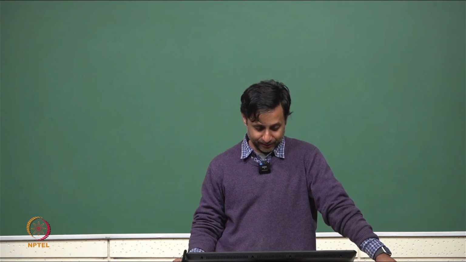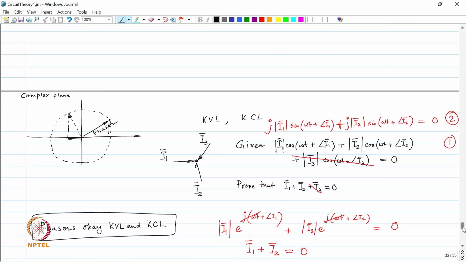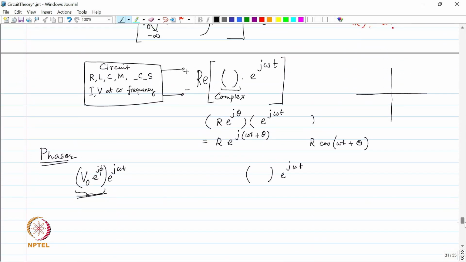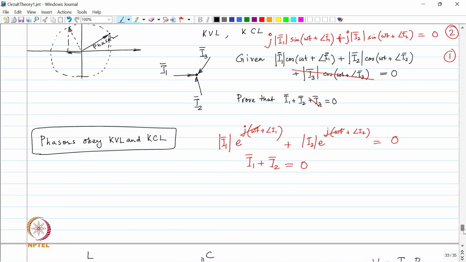We have started working on phasors, and so far we have done quite a bit. We have shown that if my inputs are all of the form something times e power j omega t, then all voltages and all currents in the circuit will be of the form something times e power j omega t. This is something that we have proved.